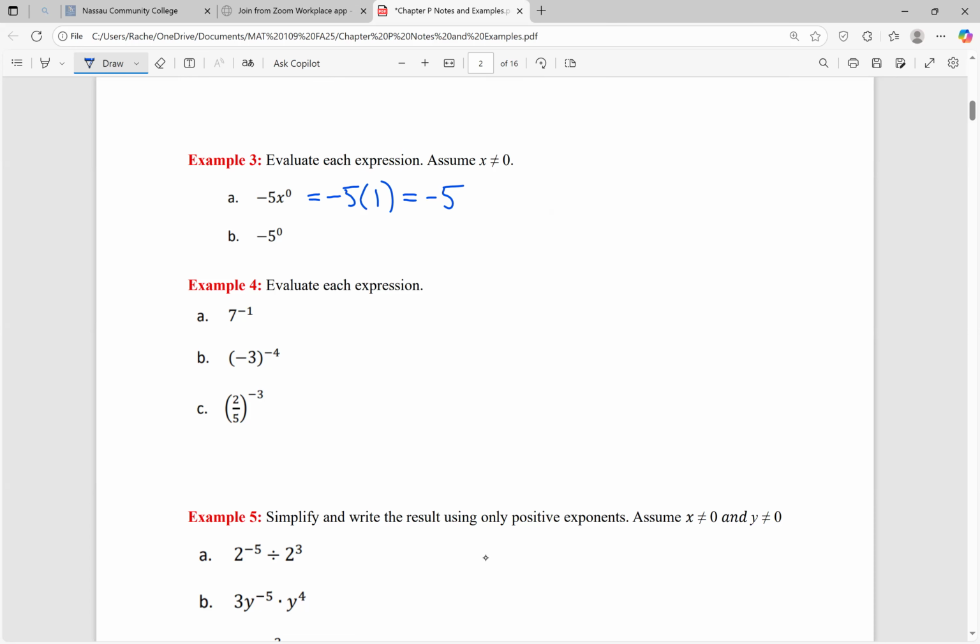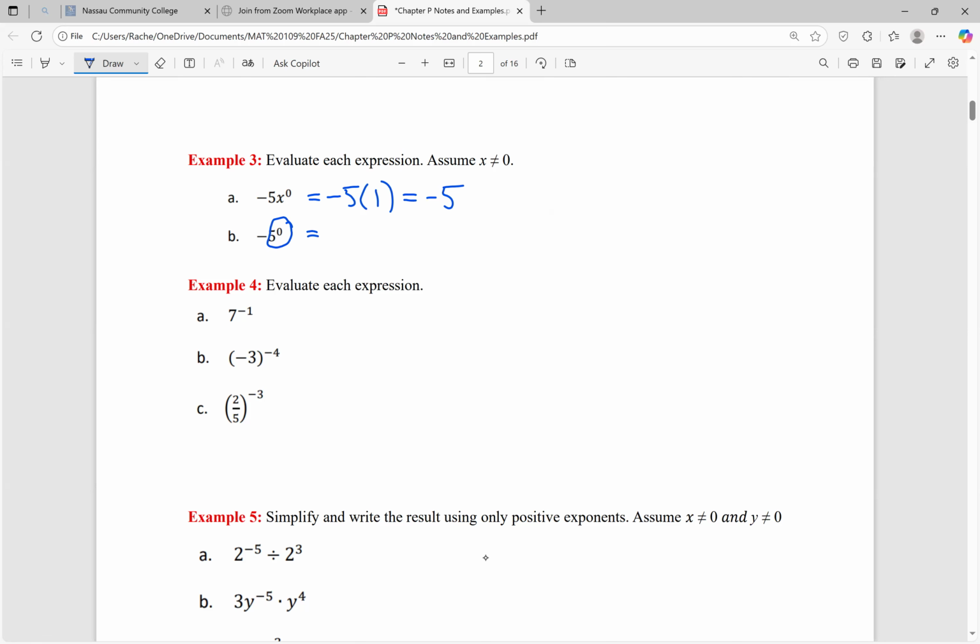And then in example B, I have -5 to the 0 power. Be careful again. The only part of this base that's being raised to the 0 power is the 5. The negative is not being raised to the 0, and the reason I know that is because there's no parentheses here indicating that. I'm going to show you an example after where there are parentheses, and I know that I have to raise the negative to the exponent also.